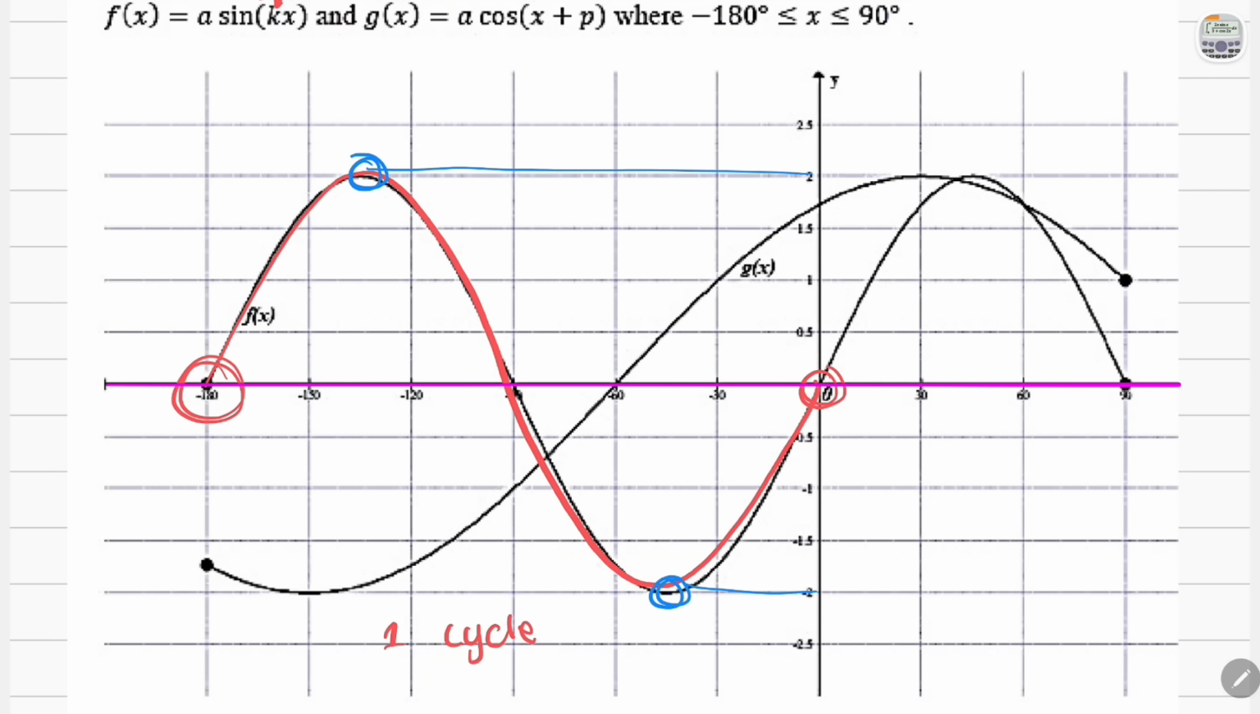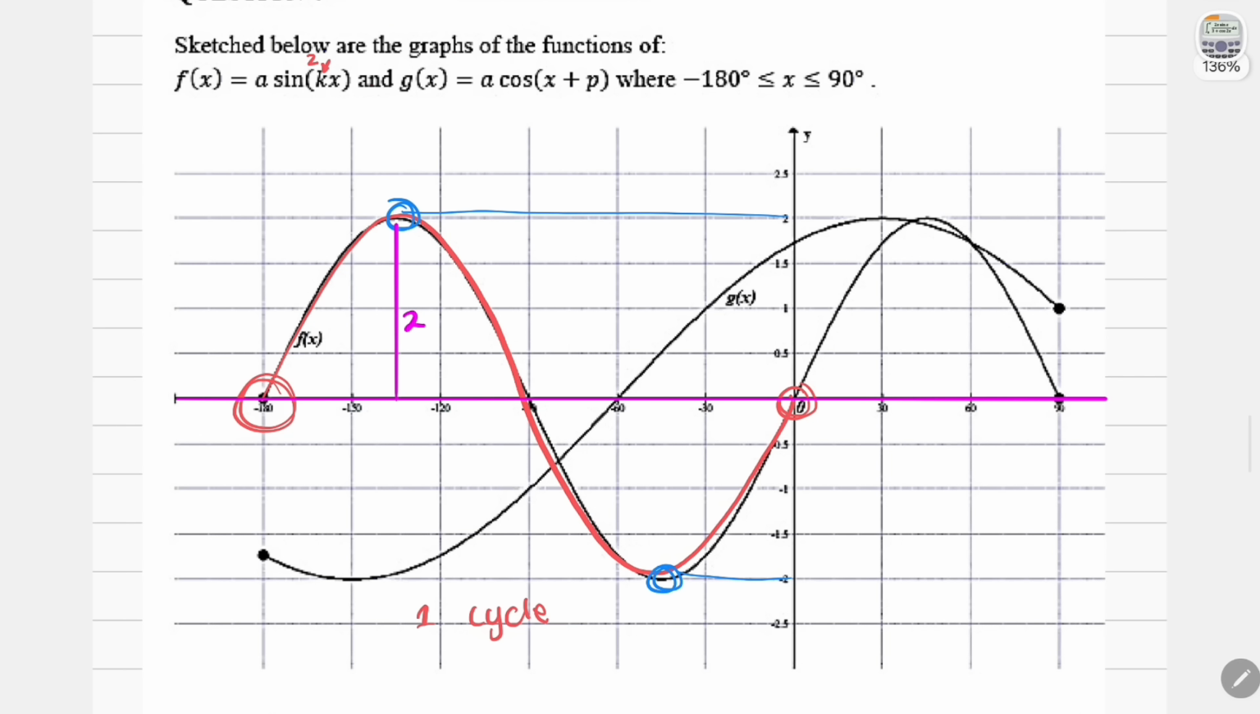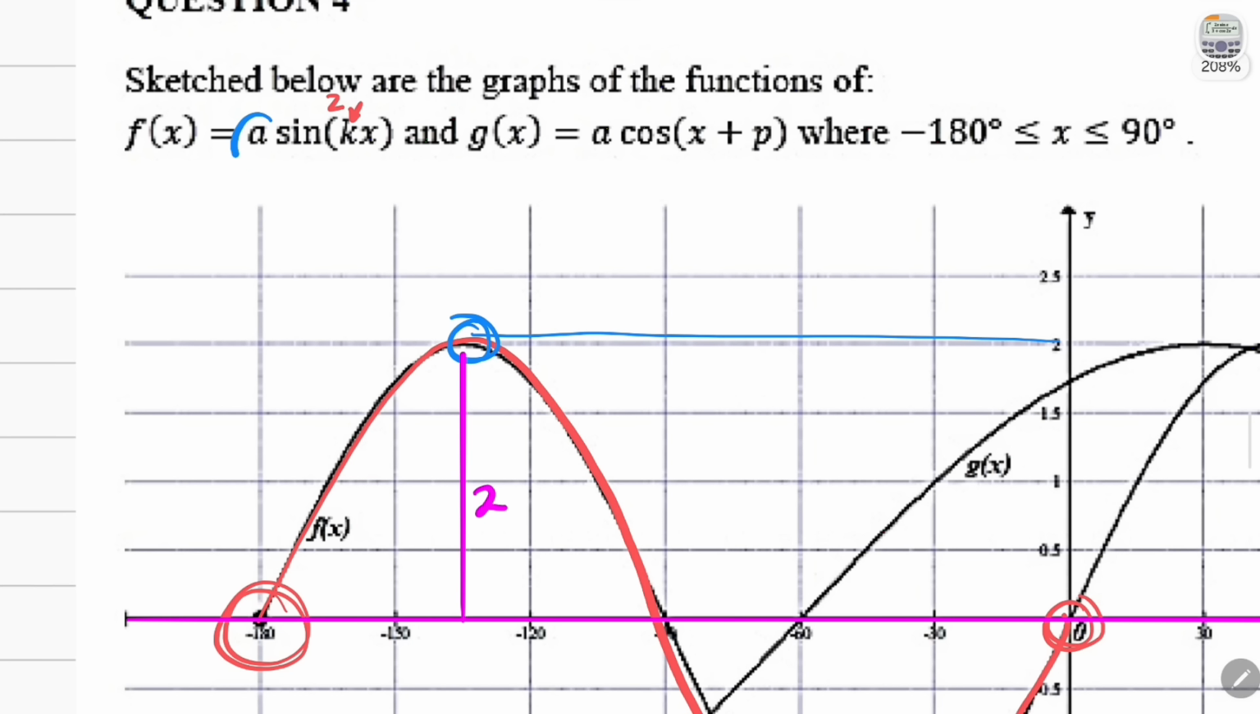And so what that means is the height of this graph would be from the midline to the highest point, and we can see that that would be from 0 all the way to 2, which is 2. So we know the amplitude of this graph is 2. But that's just the amplitude. That doesn't for certain tell you what this is. It just tells you what the absolute value of this is. This could have been negative 2 and the amplitude would still be 2.